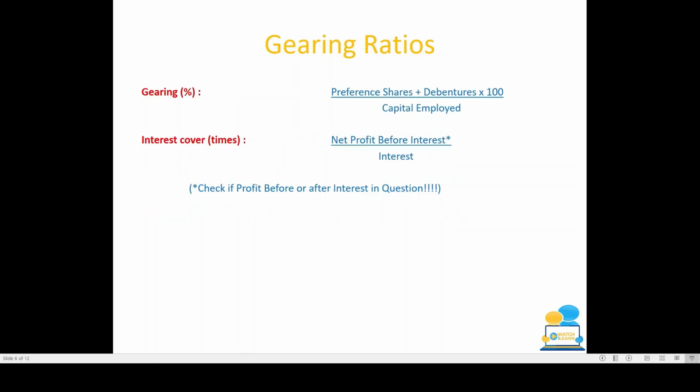Our gearing ratio. So gearing just sees how much debt there is in the company. So to work this out, we get our preference shares and our debentures. We add those and put them over capital employed, which is the total of the balance sheet, and multiply by 100.